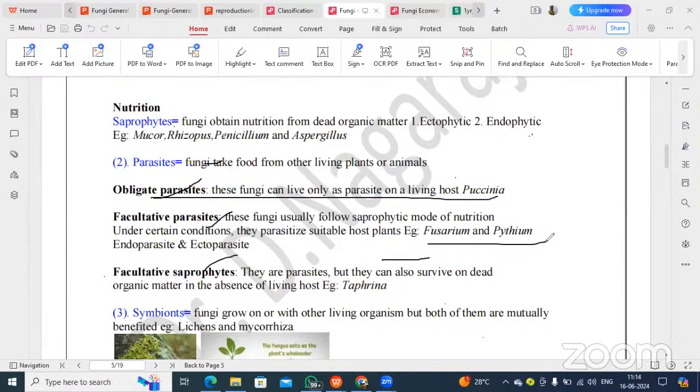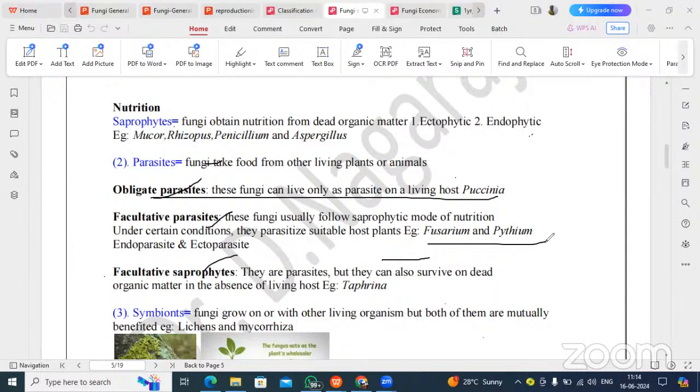Some of the parasites can also survive on dead organic matter. Usually these are parasites, but in the absence of the host they can survive as a saprophyte, as a decomposer, opposite to the facultative parasites. Taphrina can survive as a saprophyte. Even though it is a parasitic fungus, it can also survive as a saprophyte. The next type is symbiont.